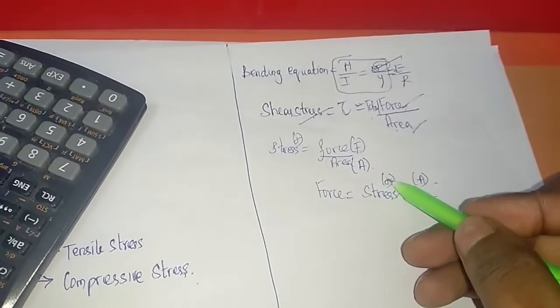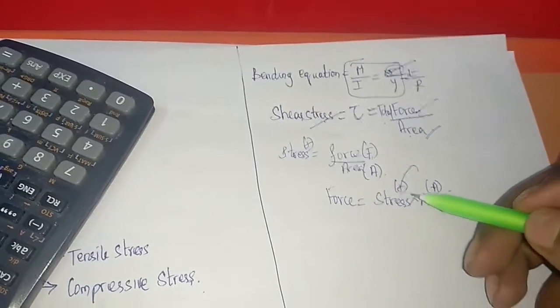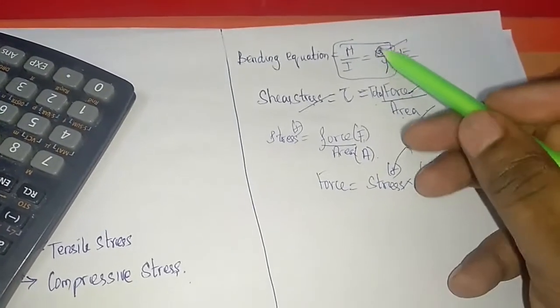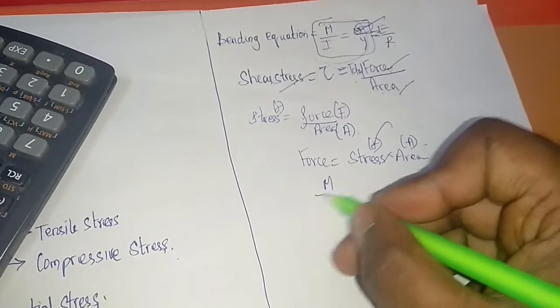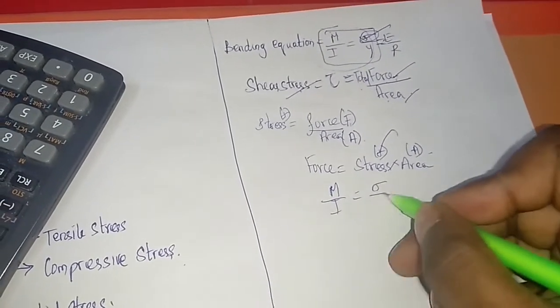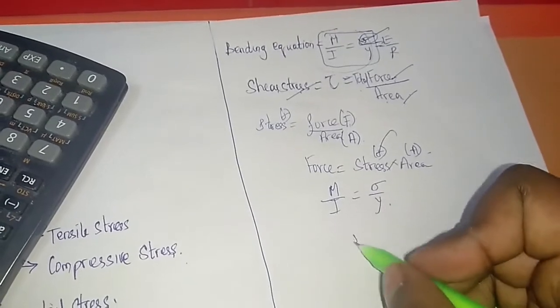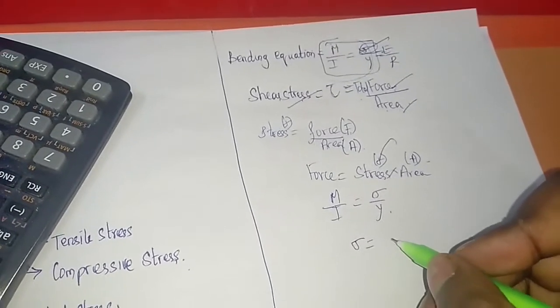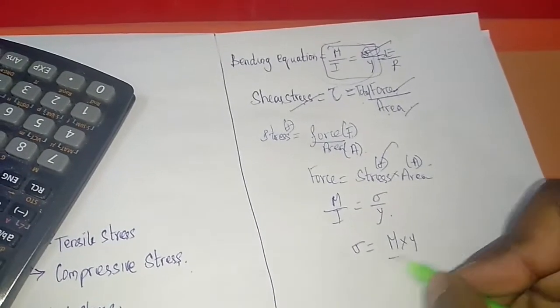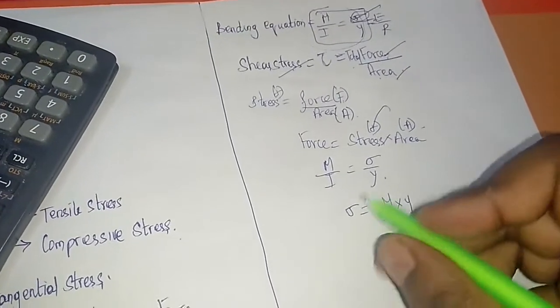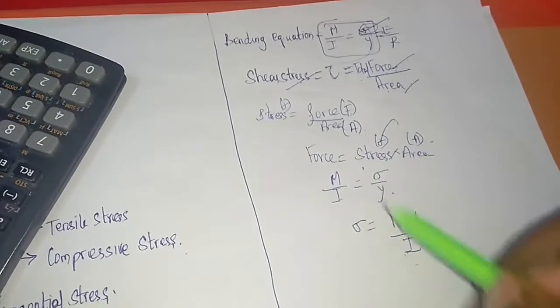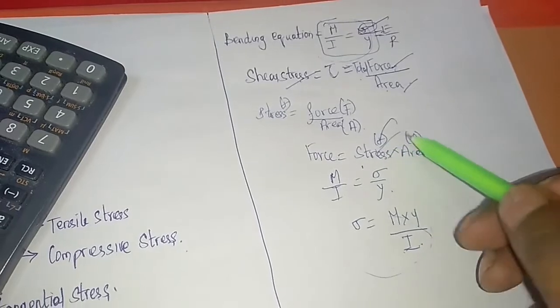Okay. So how can you get the sigma value? First find the sigma value. You can find the sigma value using this bending equation. What is the bending equation? M by I is equal to sigma by Y. So keep the sigma on one side, take the Y to the other side: M into Y by I. So using this equation, you can find the stress value. And what is area actually?